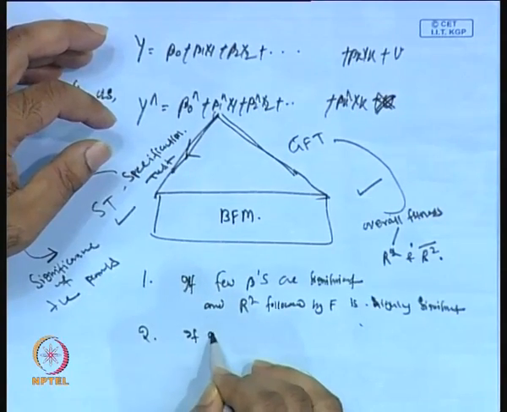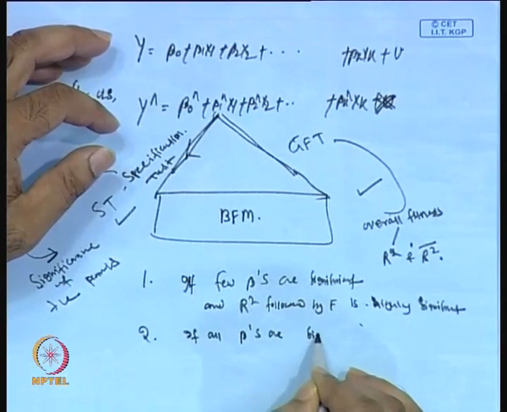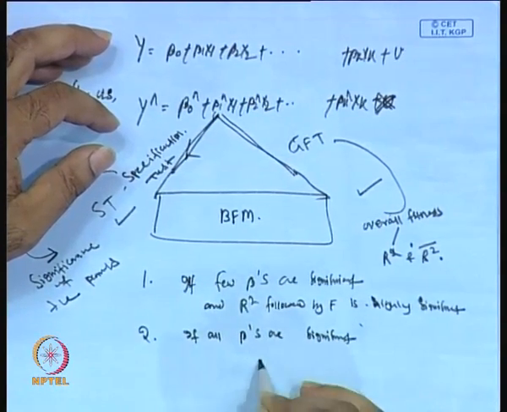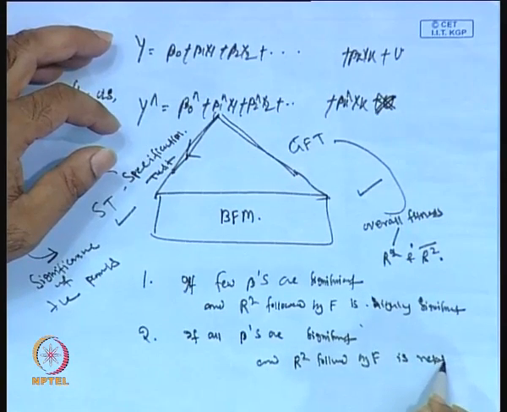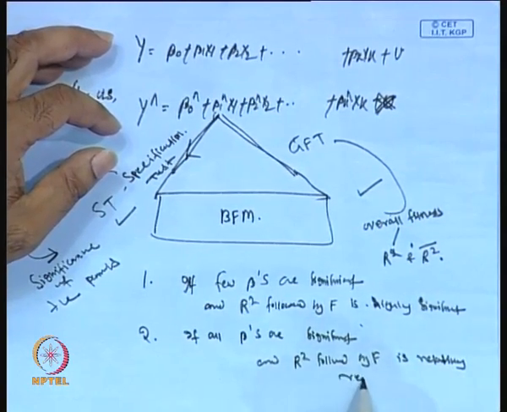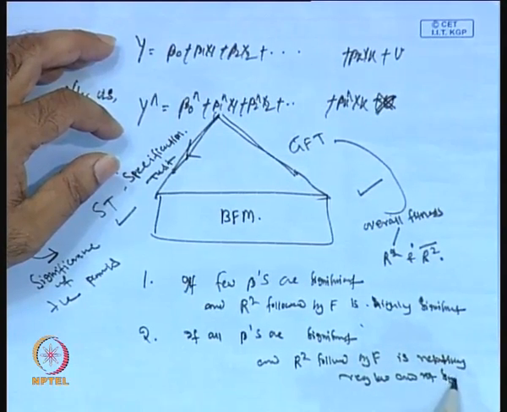if all betas are significant and R square followed by F is relatively very low and not significant respectively. So you see here, all the parameters should be significant and R square should be significant. Now if not, then there are two different possibilities.